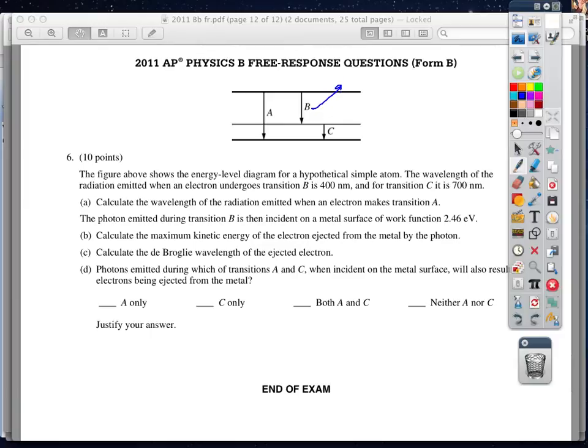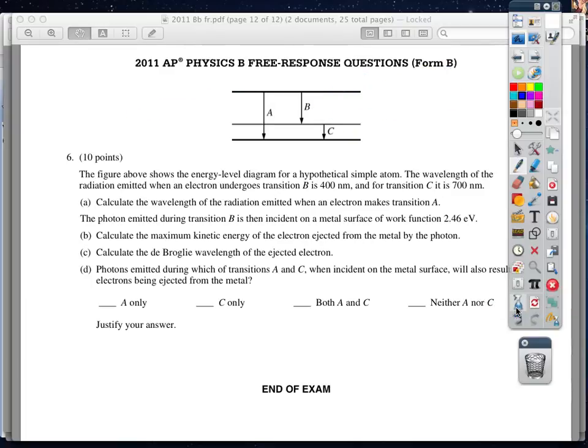Remember, this was 400 nanometers, this was 700 nanometers, and then we converted those into energy, right? We converted those into energy. Then we could add the energy. The energy of A would equal the energy of B plus the energy of C. And then from that energy, now we could get a wavelength. Okay, that was part A.